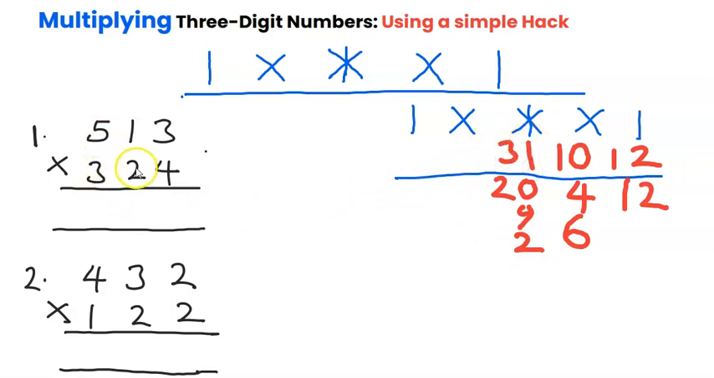Then move on to this stage. 2 times 5 will give me 10. 3 times 1 will give me 3. So if I add this together, I'll get 13. Then 5 times 3 is 15. Then the next stage is to sum up everything that I've written down here.